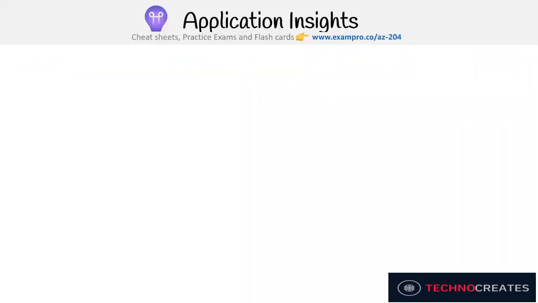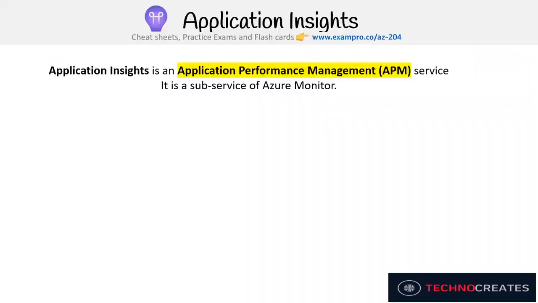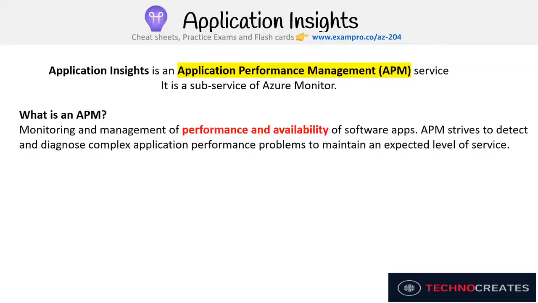Let's take a look here at Application Insights, and this is an application performance management service. So it's an APM, and it's a subservice of Azure Monitor. Let's talk about what APMs are. These do monitoring and management of performance and availability for software apps. APM strives to detect and diagnose complex application performance problems to maintain an expected level of performance.